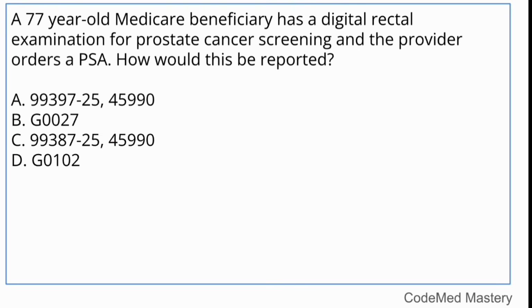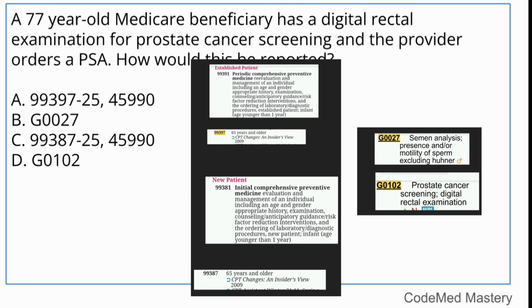Next question. Let us check the options first. Check option A, first code 99397. 99397 is for periodic comprehensive preventive medicine. It is for established patient 65 years or older. The code in option B, G0027, it is an HCPCS code. It is for semen analysis, presence or motility of sperm.